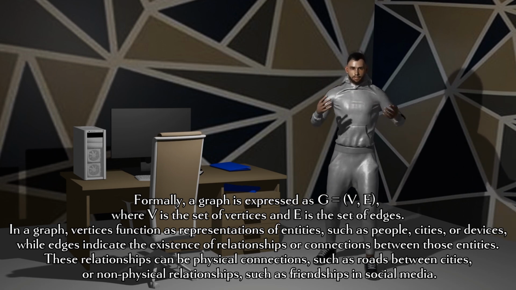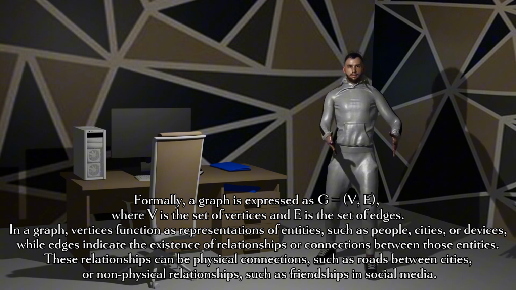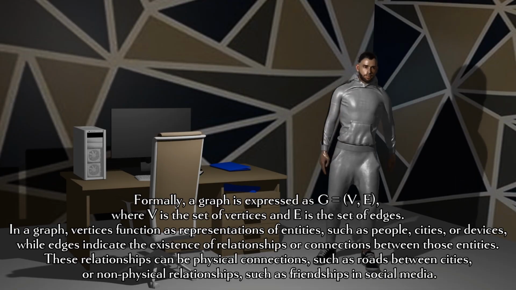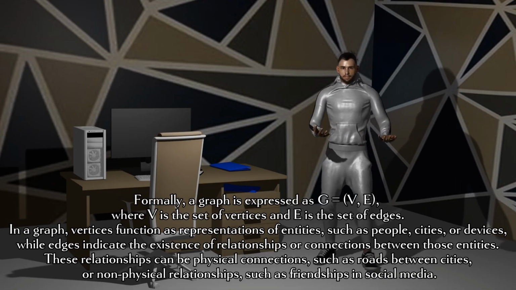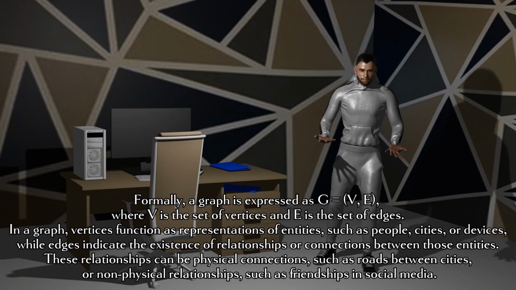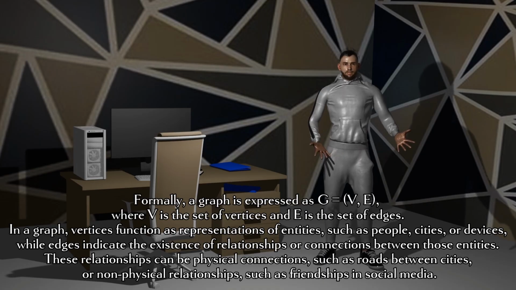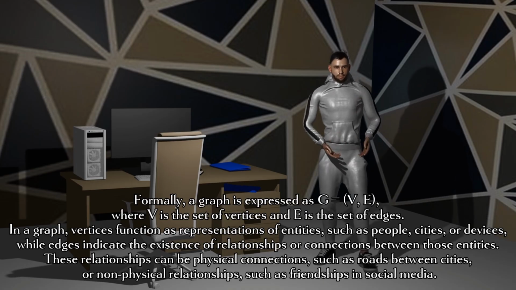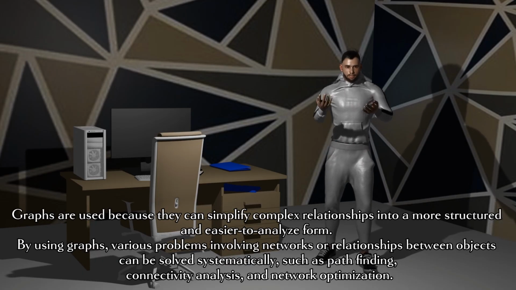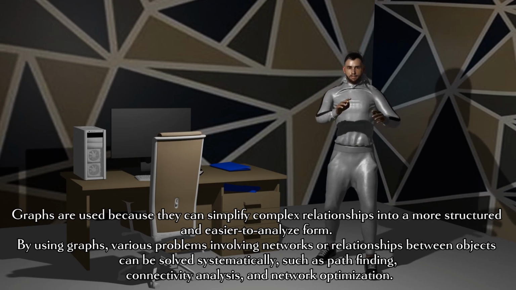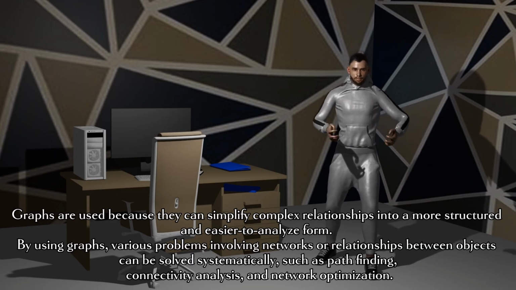In a graph, vertices function as representations of entities, such as people, cities, or devices, while edges indicate the existence of relationships or connections between those entities. These relationships can be physical connections, such as roads between cities, or non-physical relationships, such as friendships in social media. Graphs are used because they can simplify complex relationships into a more structured, easier-to-analyze form.